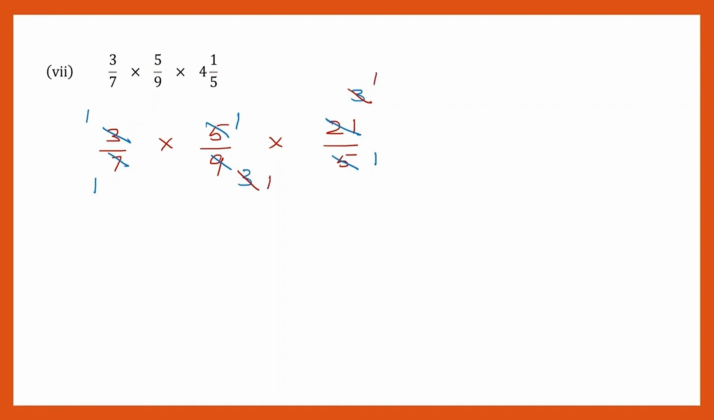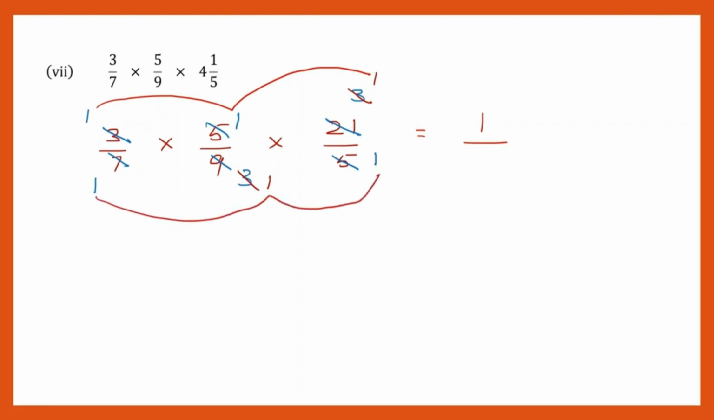Now let's multiply the numerators. 1 ones are 1, 1 ones are 1. So our numerator is 1. Let's multiply the denominators. Again, 1 ones are 1. 1 into 1 is 1. So our final answer, 1 by 1, which is equal to 1.